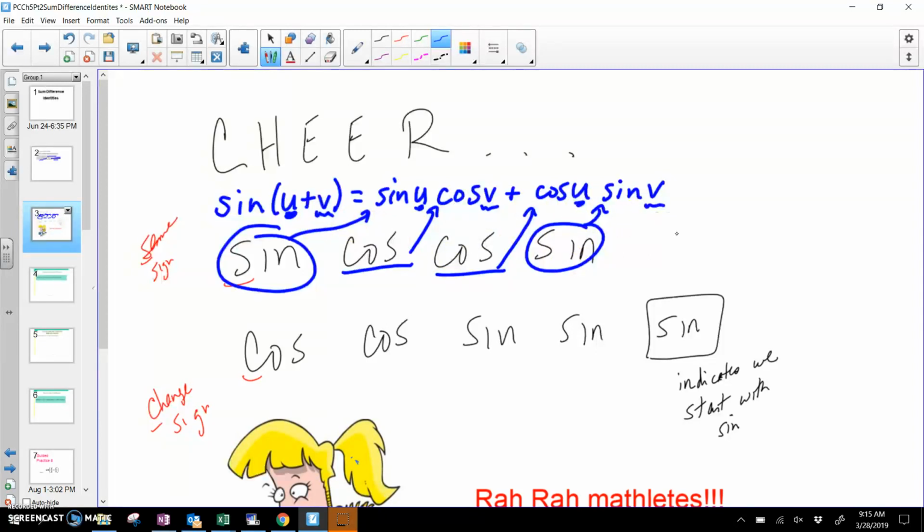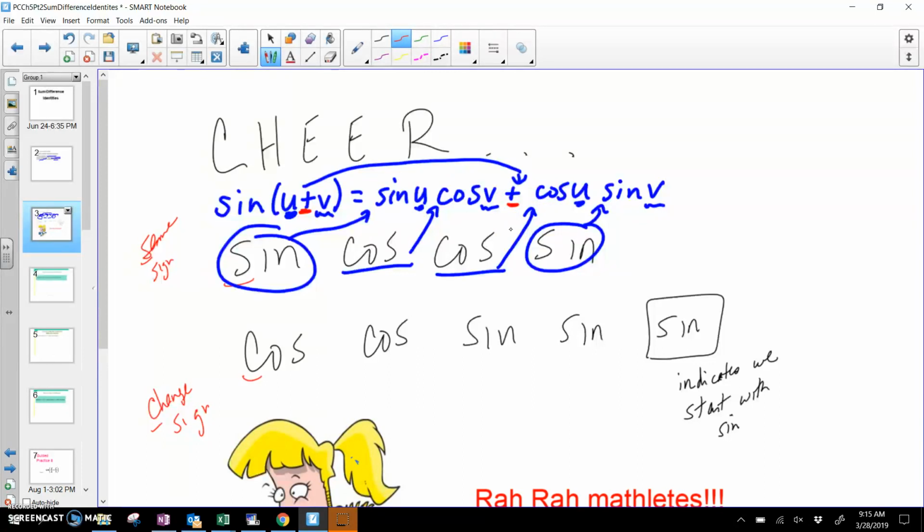So again, the way the cheer helps me is that if I have the sum of 2 angles, I remember sine, cosine, cosine, sine. That's how it remembers. Now this sign carries over. Okay, so that's the first one. If this was a minus, then this would be a minus. Okay, so the sign stays the same.